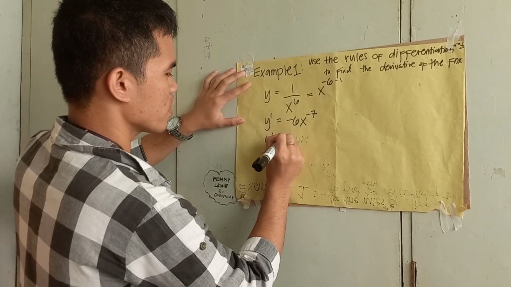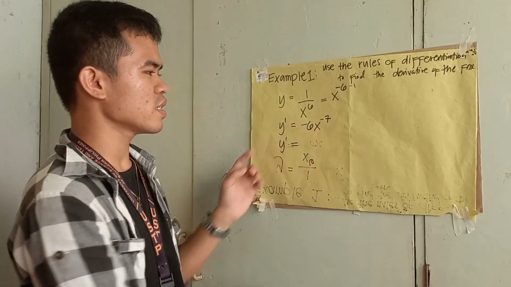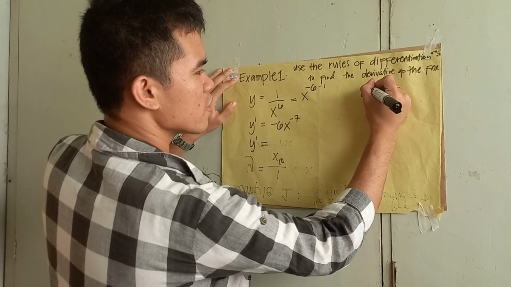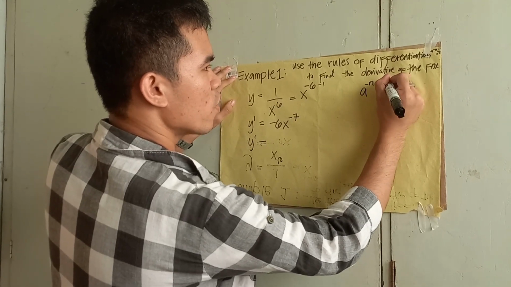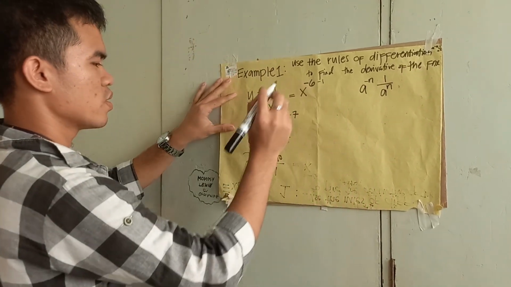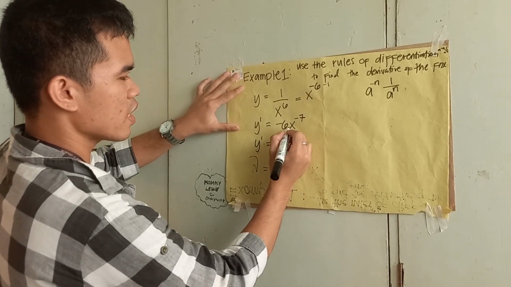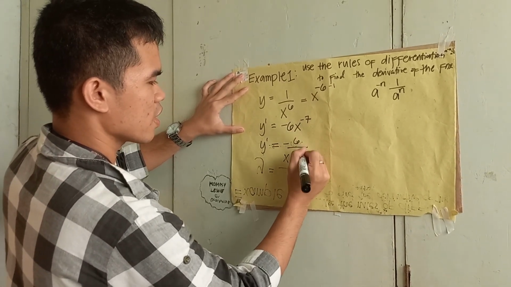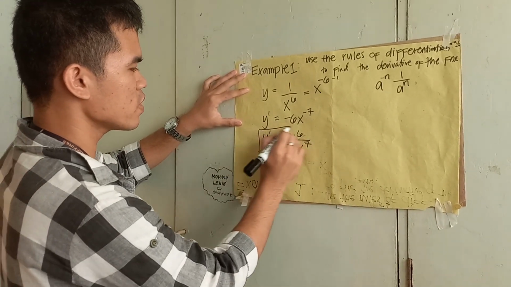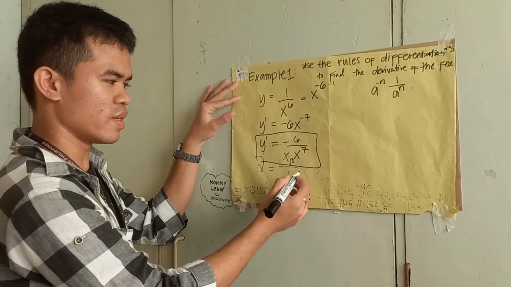So y prime equals, as you can see, since the exponent is negative, we use this property: a raised to the power of negative n equals 1 over a to the power of n. So copy the negative 6, then x, bring down 7. So here is the final answer: negative 6 over x raised to the power of 7.